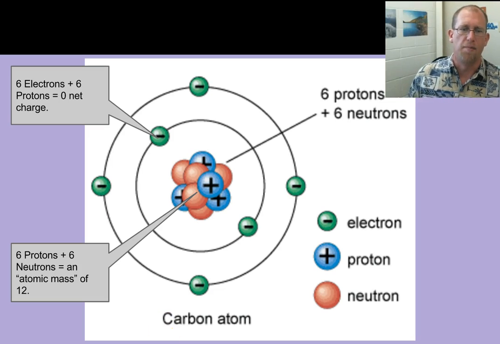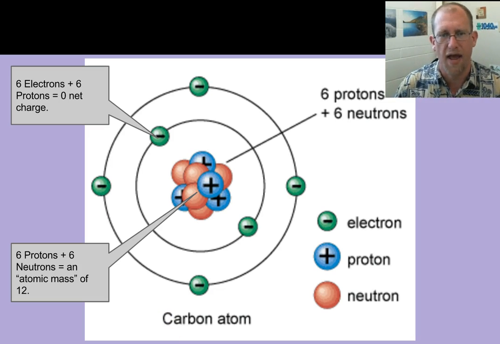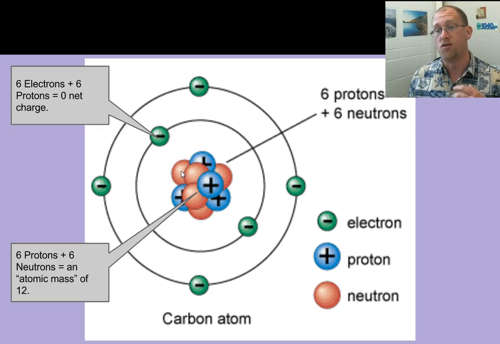Here is, again, just as a review, a normal carbon atom. It has 6 protons and 6 neutrons in the nucleus, and so it has an atomic mass of 12, 6 plus 6. It also has 6 electrons orbiting it, and 6 protons in the middle means a plus 6 and then a minus 6 is a 0 net charge. So this is neutral, and it weighs 12 atomic mass units.